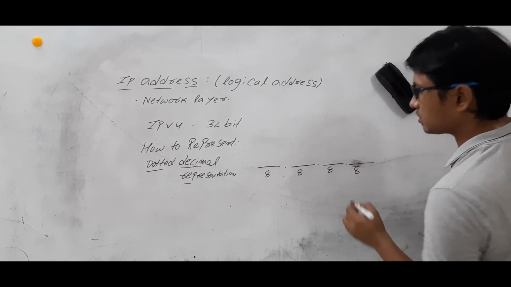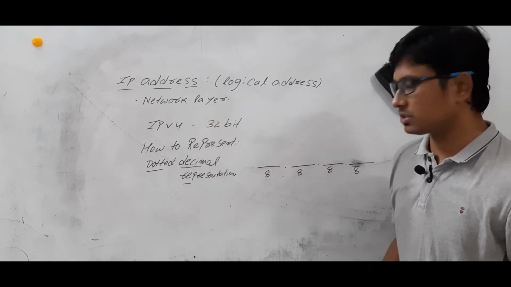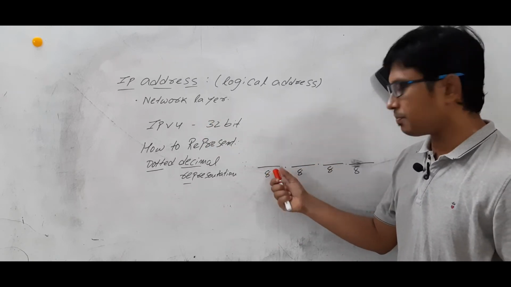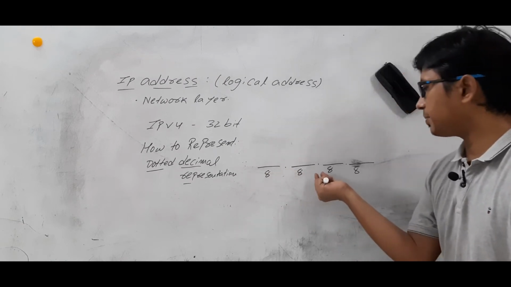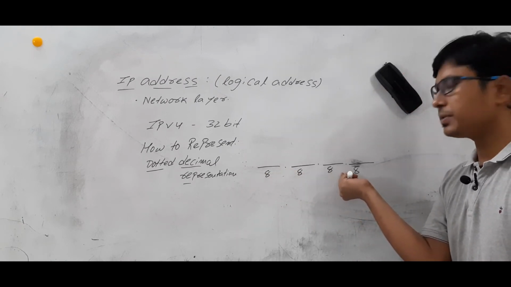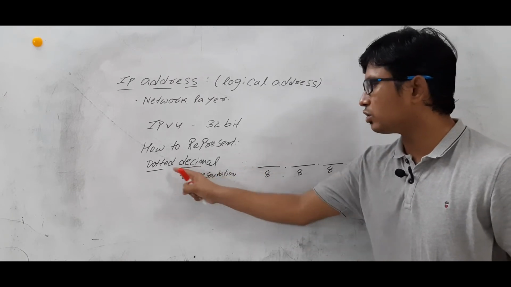Are you able to understand? So you have a total of 32 bits for IP version 4. You are representing 8 bits separated with a dot, 8 bits separated with a dot, 8 bits separated with a dot, 8 bits separated with a dot. So that's why we call it dotted.